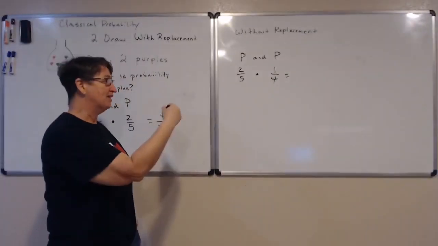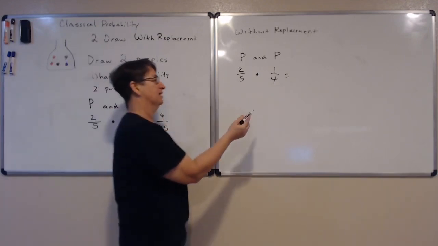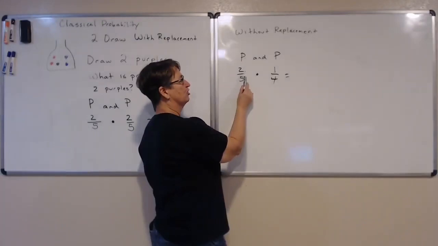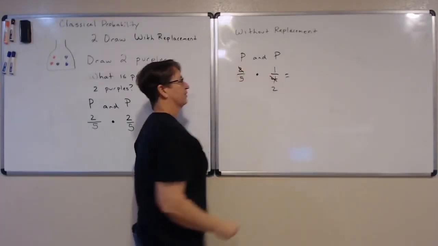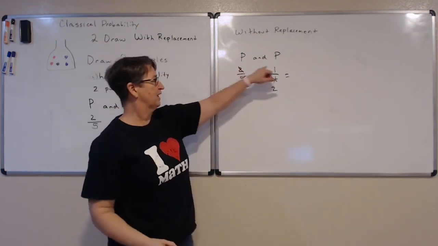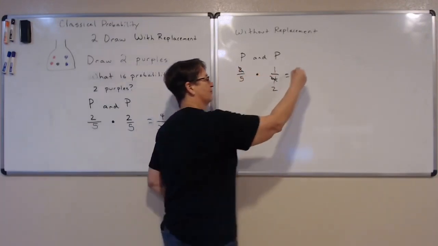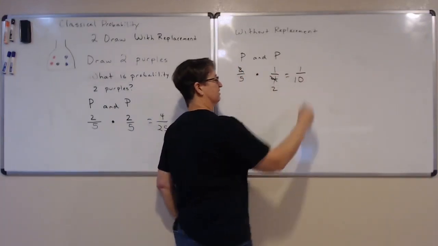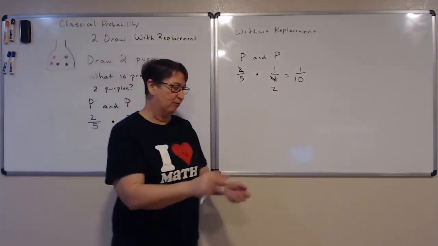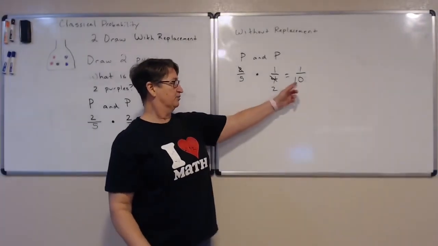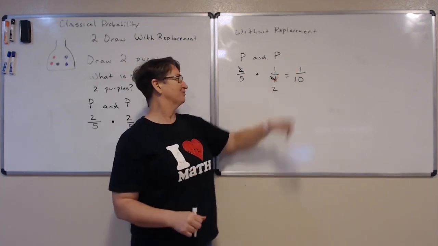Again, when I'm not having to add anything, if I can simplify ahead of time, I'm going to simplify ahead of time. So that this 2 goes into that 4. Because remember, we just multiply straight across, so that's going to be on top regardless. And so now I just have a 1 on top, and 5 times 2 makes 10. So there's a 1 out of 10 chance. In that case, if I did the experiment 10 times, only once would I expect to get 2 purples.